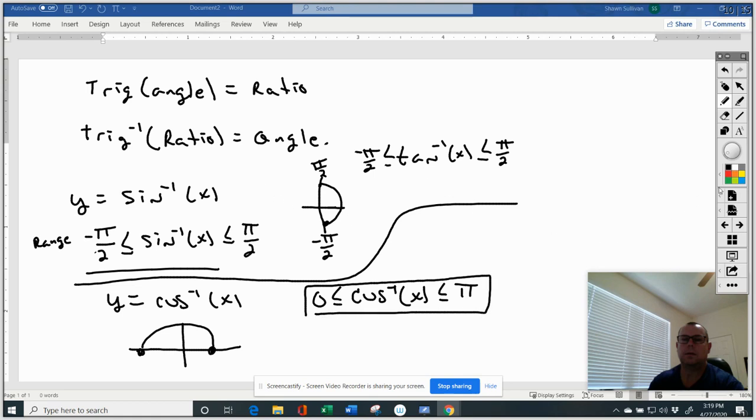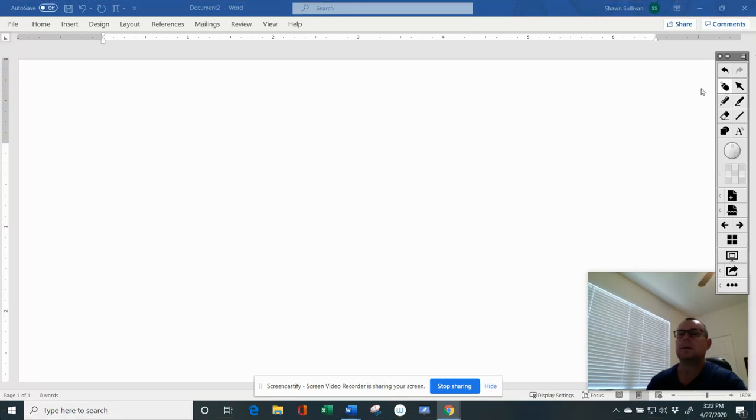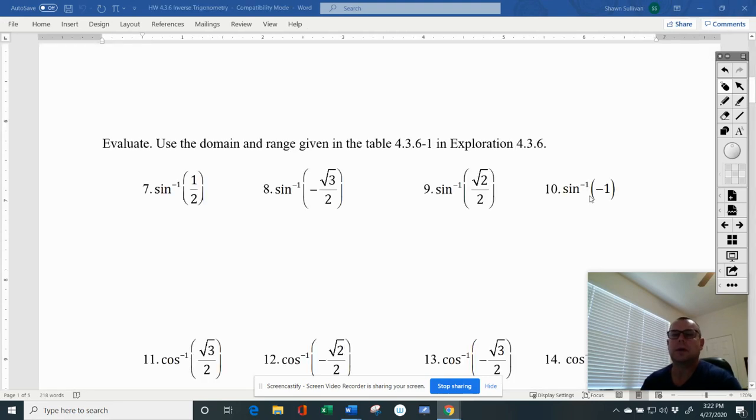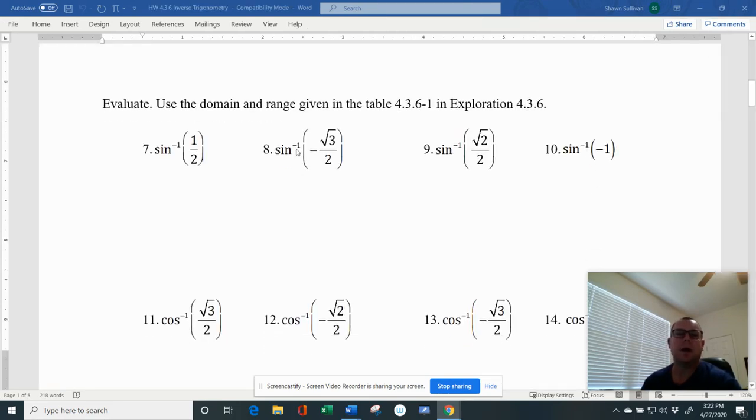And I want you guys to kind of try and keep track of these shapes, and that's going to help us when we go to our unit circle. Okay. So let's solve some problems.